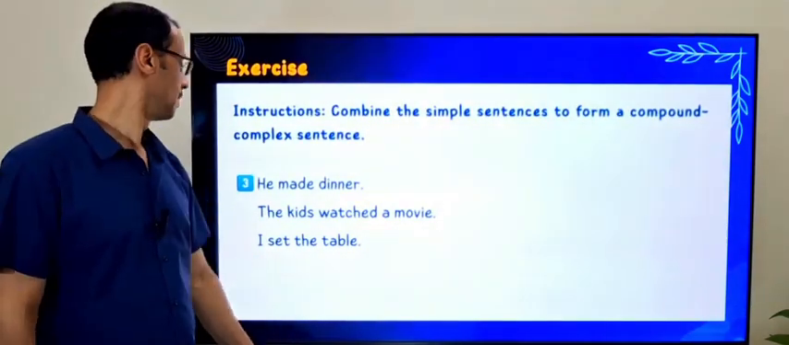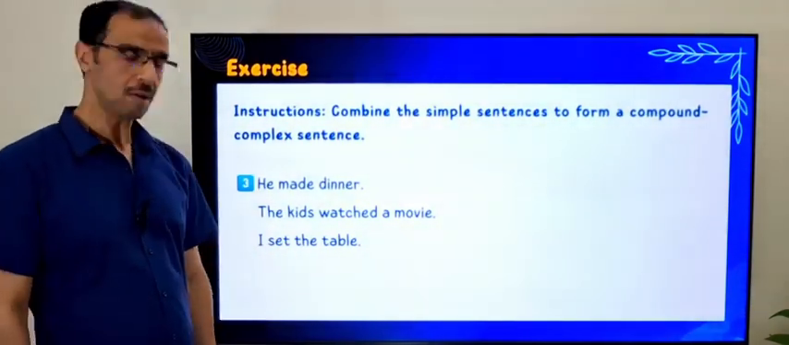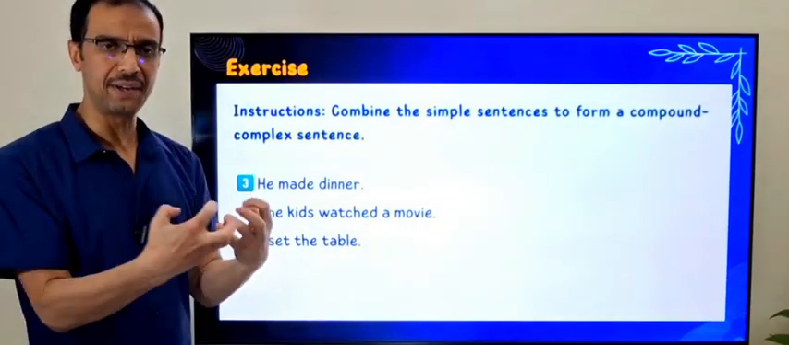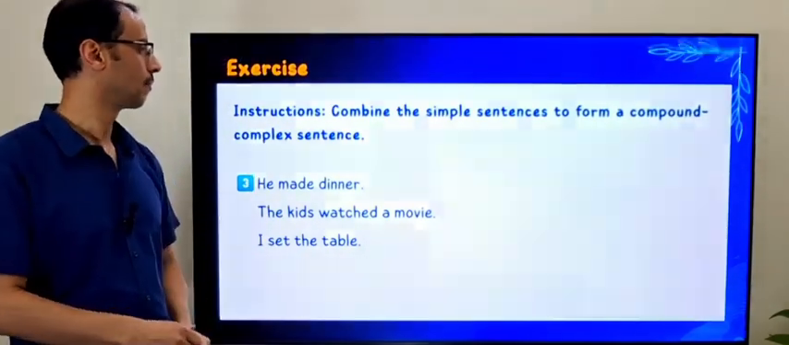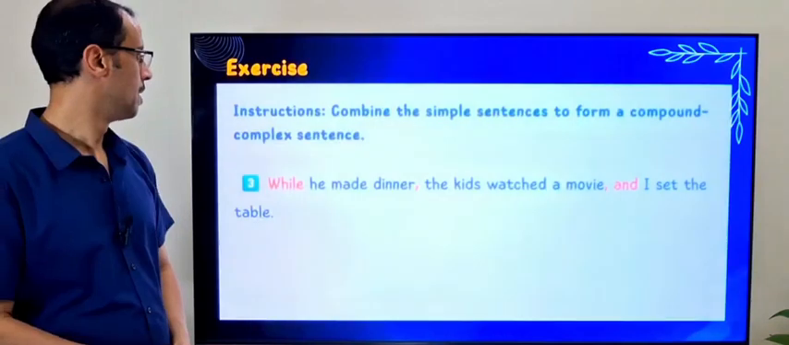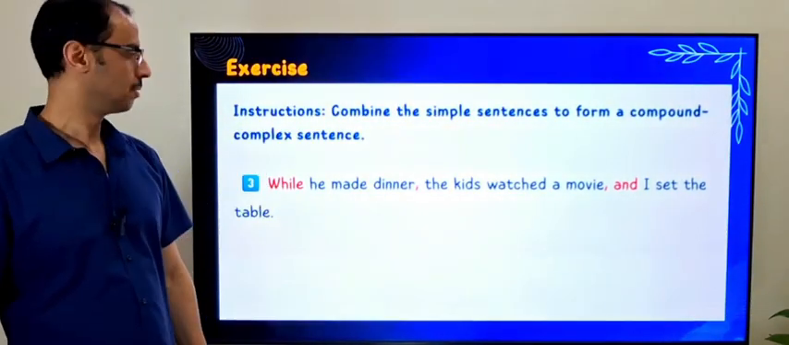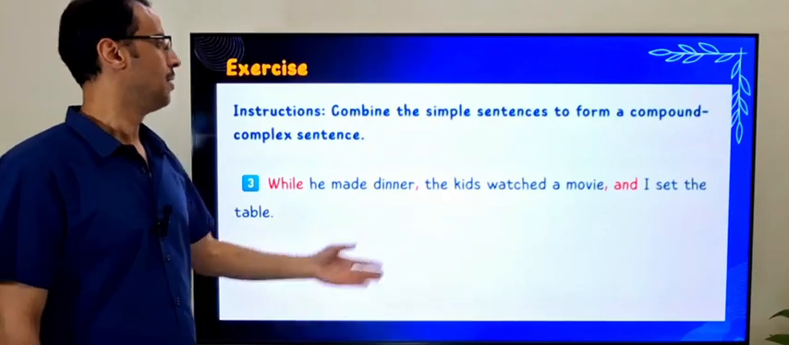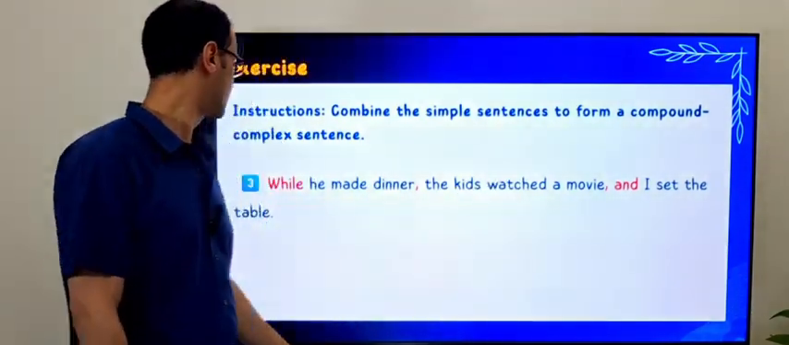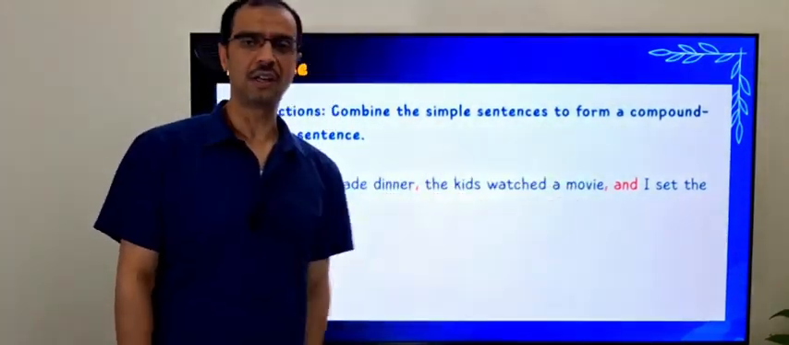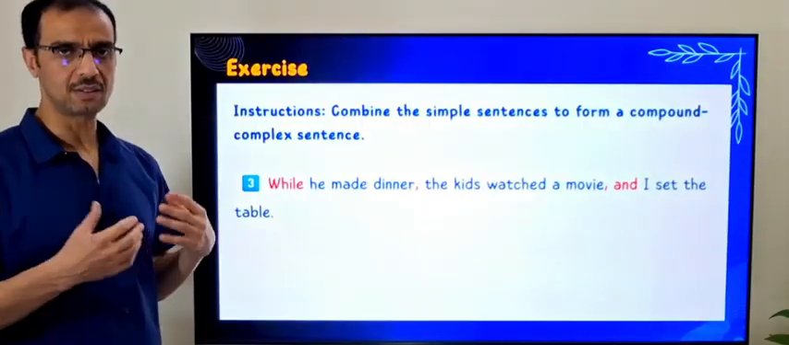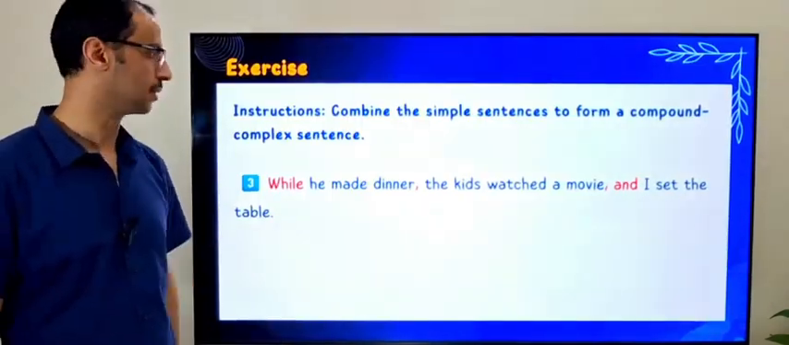He made dinner. The kids watched a movie. I set the table. How can you connect? While he made dinner, so I am using here the subordinating conjunction while. The kids watched a movie and I set the table. And that will make it a compound sentence. And while, that is complex. So it is a compound complex sentence.